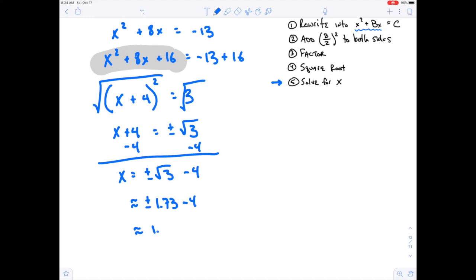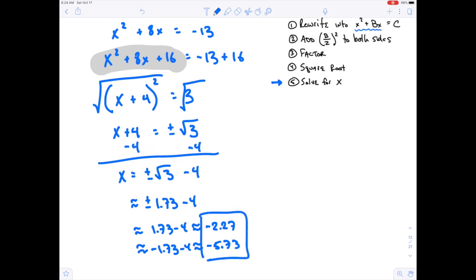So positive 1.73 minus 4 is, what is that? That's negative 2.27 it looks like. And if you do the negative version, negative 1.73 minus 4, you're going to get approximately negative 5.73. So these are your two estimated answers. These are your two perfect answers, the positive and the negative version, and that's the solution. All right, that's it.